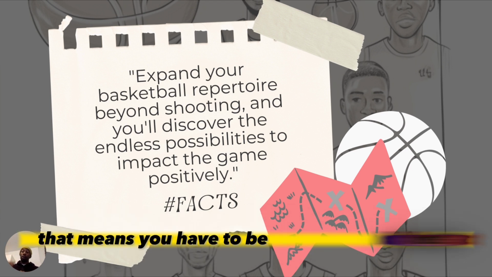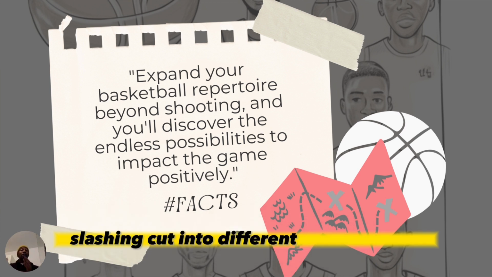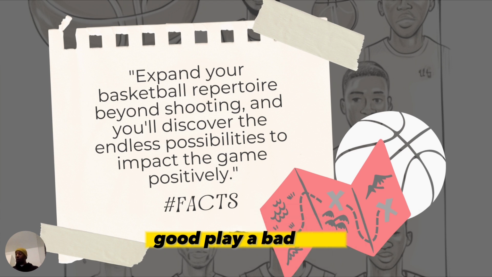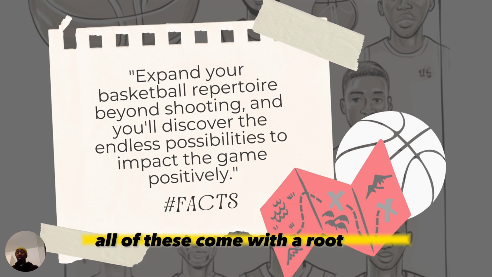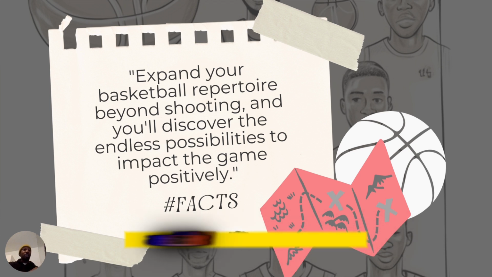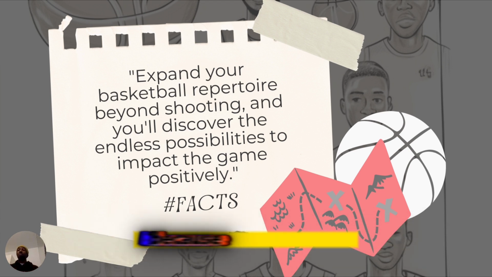That means you have to be honest with yourself. Was the form wrong? Were the beliefs wrong? Were the legs not there? Whatever it was, whether it's passing, shooting, defense, boxing out, rebounding, all of these elements, slashing, cutting, the different opportunities, a missed basket, a made basket, a good play, a bad play, all of these come with a root cause, and you have to understand where you contributed and how you contributed to the end goal. So that's how you become that player, because understanding, we talked about it, is the most important part.